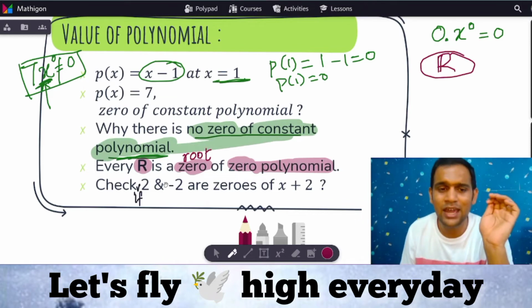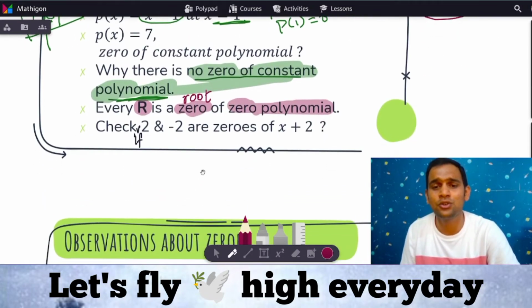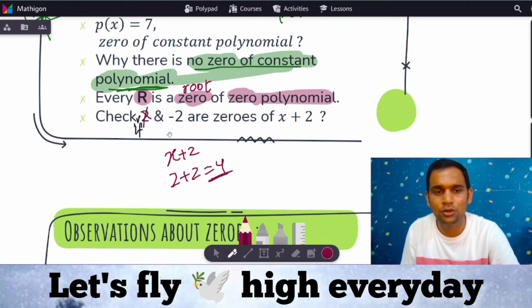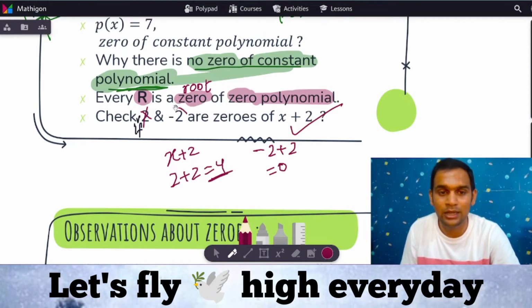Okay, so now check if 2 and minus 2 are zeros of x plus 2. Let's check it out. x plus 2 is the polynomial. So instead of x, we substitute 2. So 2 plus 2 equals 4. Obviously, 2 is not a zero of the polynomial. Let's check minus 2. Instead of x, we substitute minus 2. Minus 2 plus 2 becomes 0. So for this polynomial, minus 2 is a zero of the polynomial. I hope that is very, very much clear.